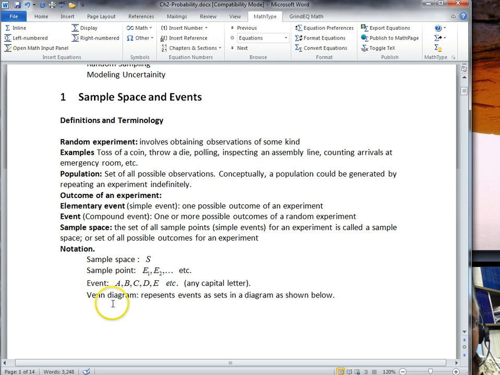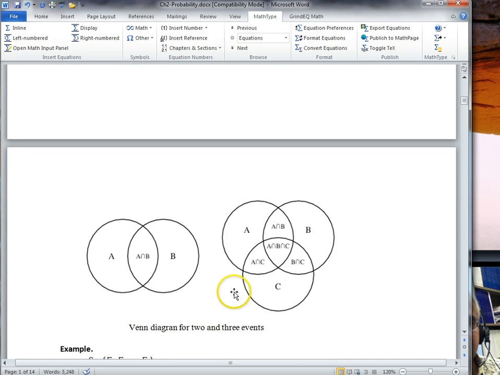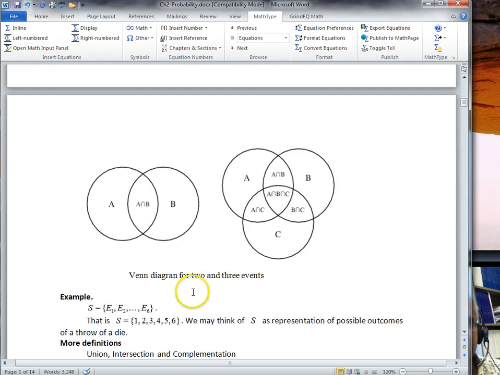We also like to use Venn diagrams to represent events. If you're familiar with sets and subsets, events are sets or subsets. You can see here in this Venn diagram, this is event A, this is event B, and that's the intersection of A and B. I'll talk about those in a little while. Here we have 3 events, A, B, and C, and this is the intersection of A and B, that's the intersection of B and C, and this is the intersection of A and C, and that's here the intersection of all three of them. So that notation here is an intersection notation. Okay?